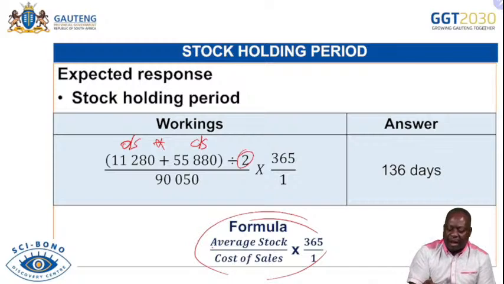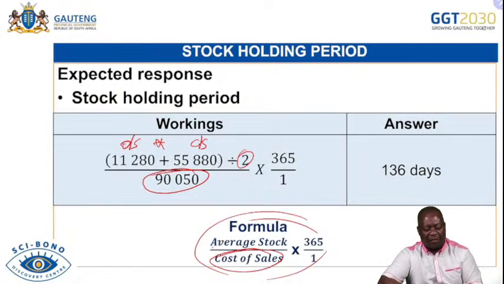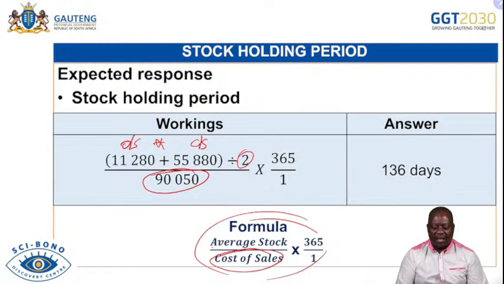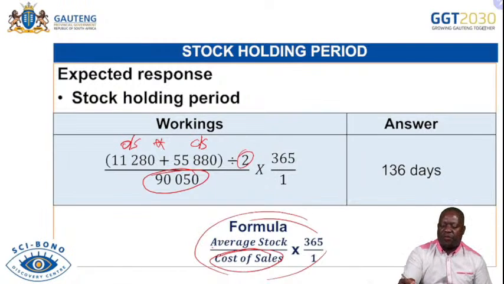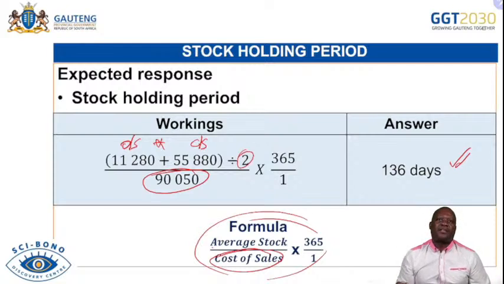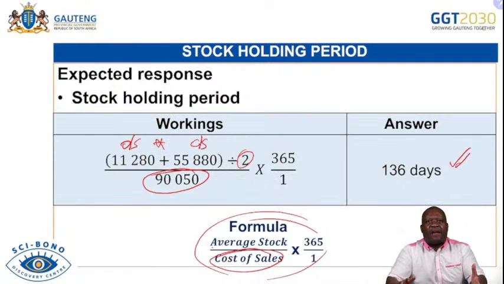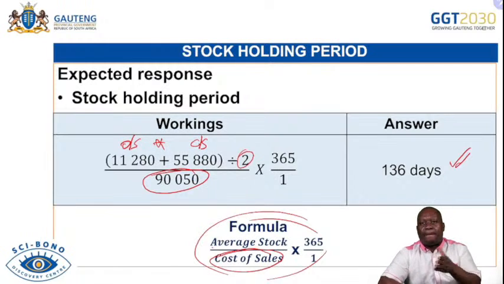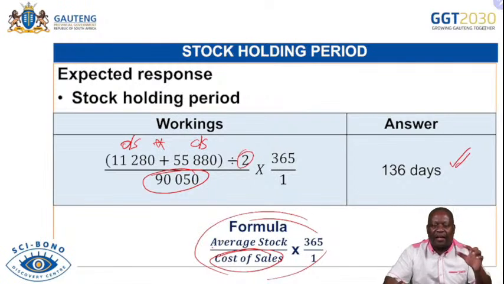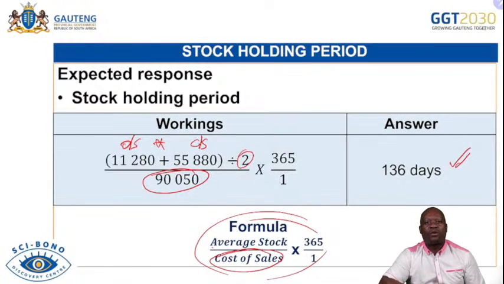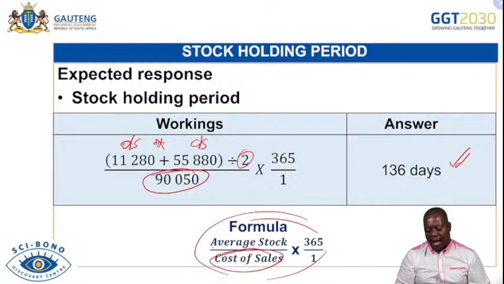And then we divide this by what? Cost of sales, the figure that we already found in our previous part. So you can see our cost of sales is 90,050, and when you multiply by 365, we get 136 days. It means the stock that we are having can last us for about 136 days. So we can use this to plan and say, when are we going to place orders for the next batch of our stock, depending on how fast we are selling our stock.